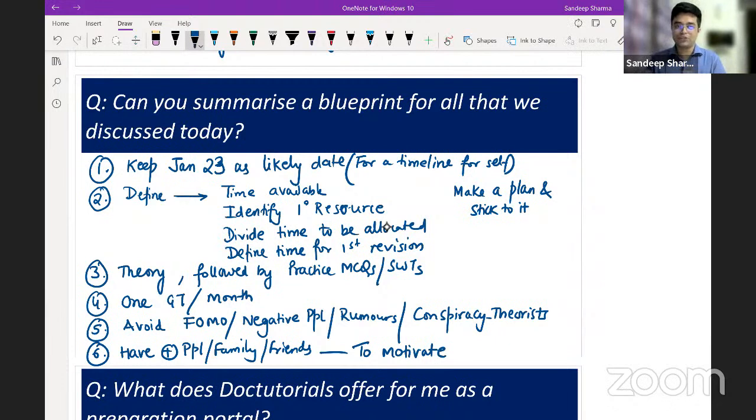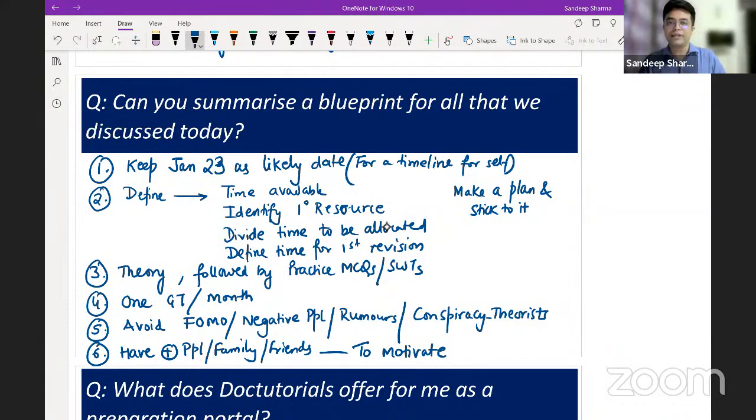Whatever key points you have been saying and whatever we have also been suggesting, I have summarized here. As you were saying, you should keep January 23 as the likely date, not because it is going to happen, it may or may not happen at that time, but you can only work if you have a definite timeline in front of you. Secondly, define how much time is available, what are my primary sources, from where am I going to read, what time should I allocate. Make a workable plan. It may not be an ideal plan, but make a workable plan and then stick to it, and define the time during which you should do your first revision, first reading first.